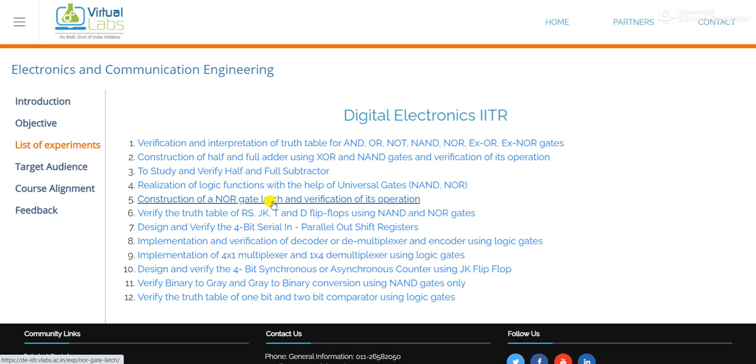So the basic unit, or you can say the basic circuit of synchronous sequential circuits is the latch. So with the help of a clock we will make flip-flops. With the help of flip-flops we will design registers, we will design counters. So let's start with the latch. So the practical is NOR gate latch construction and its verification.